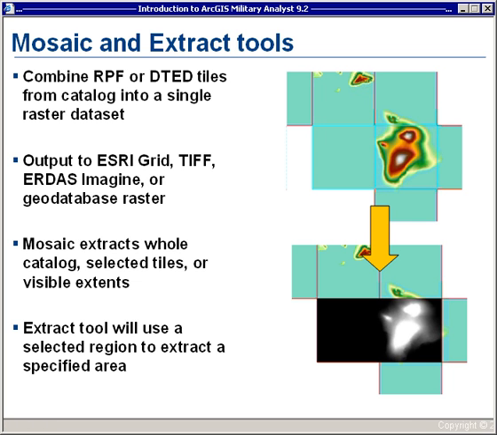The Mosaic command, which is found in the menu dropdown, will extract the entire catalog to a dataset, or will take a selected set of tiles, or it will do just those tiles that fall within the visible extent of your map display. The Extract tool, on the other hand, from the Military Analyst tool palette, will combine data from a selected region of your map display. You will use the tool to draw a window around the region that you wish to combine.